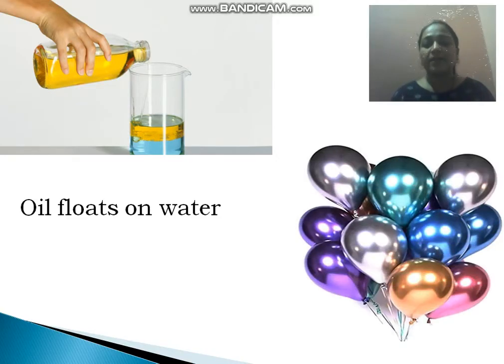Yes. This is your balloons, but this is not your normal balloons. This is your helium balloons. Helium balloons always rise up. Why? Because helium is lighter than air. And helium is a noble gas, and noble gases are present in the periodic table in the last group, group 18. Group 18 contains all the noble gases, and noble gases are lighter than air. That's why helium balloons rise up.